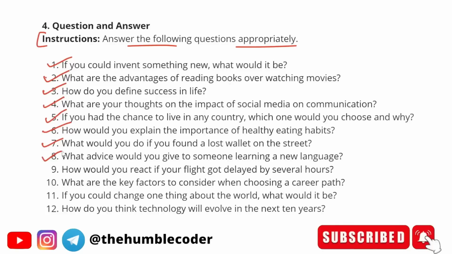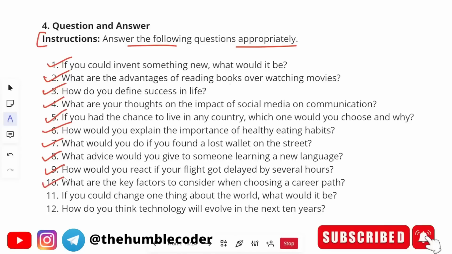Watching movies, reading books, and using language apps can help improve fluency. Patience and consistency are key to learning a new language. Moving on to the next question that we have. How would you react if your flight got delayed by several hours? The answer for this can be, I would stay calm and look for ways to pass time, such as reading a book, listening to music, or exploring the airport. If needed, I would check for alternative flight options also.